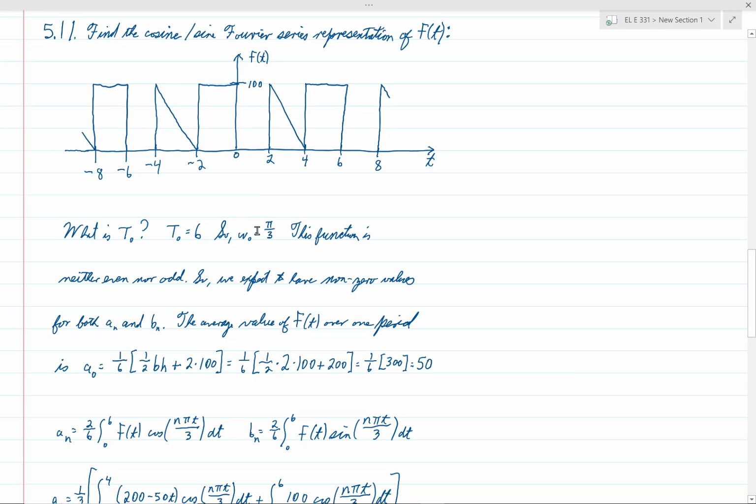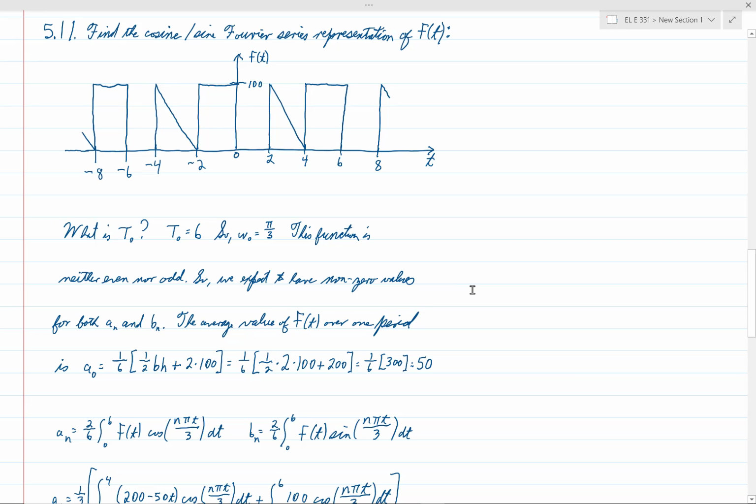Now, if the period is 6, since omega naught is equal to 2 pi over the period, omega naught will be pi over 3. Now, if you just look at this function, it is neither even nor odd. So that means that in general, we're going to need both A_n's and B_n's for this function. Although something very interesting is going to happen at the end, we'll hold off and see that in just a moment.